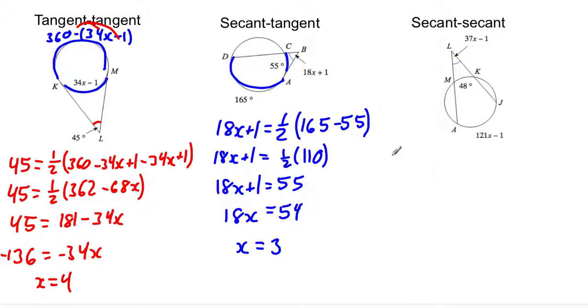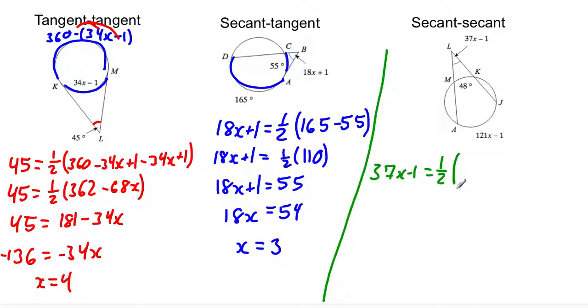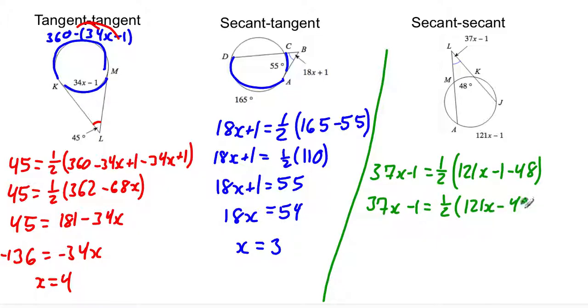So that means that this angle, 37x minus 1, is going to equal 1/2 of the difference of the far arc, which is 121x minus 1, minus the close arc, which is 48. So here I have 37x minus 1 is equal to 1/2 of 121x minus 49.